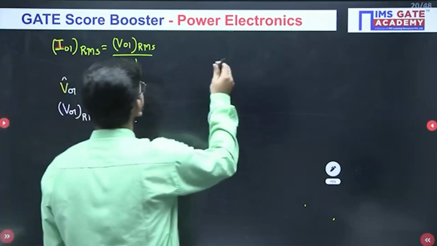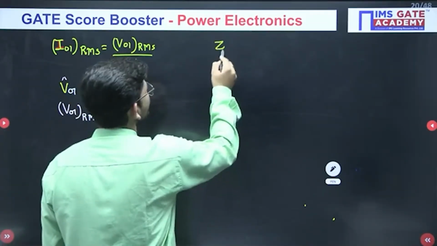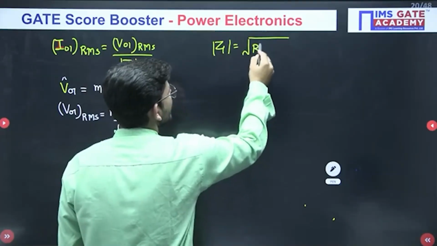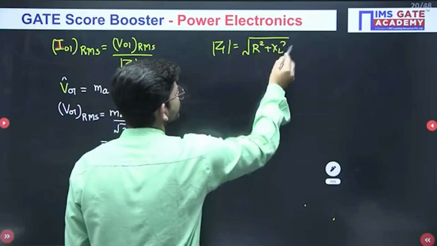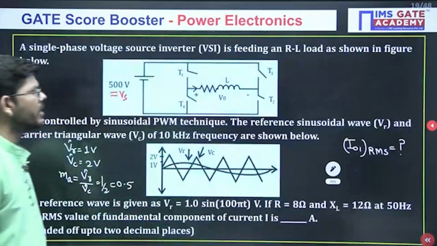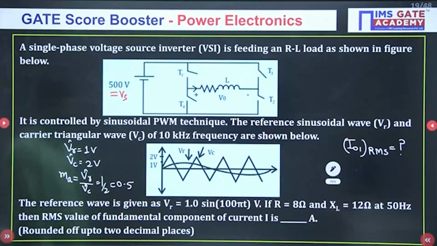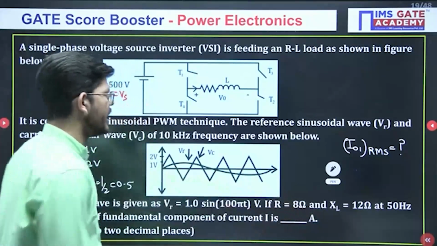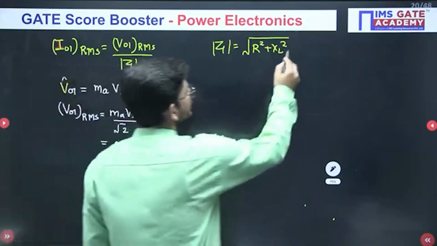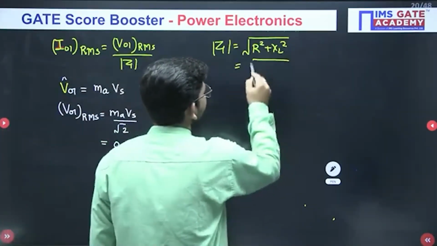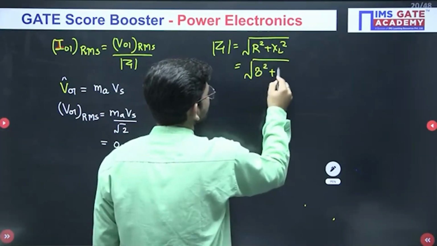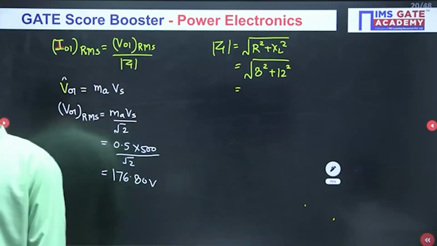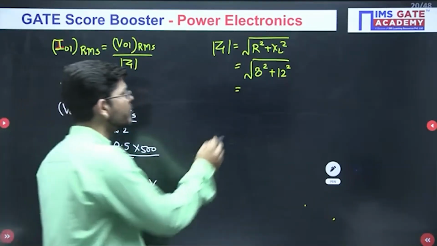Now what we need else is we need to find the value of Z1. Okay, so this will be what? This will be under root R square plus XL square. Now do we have all the data? R and L values are given to us? Yes. R value and XL values are given. They are 8 and 12 respectively. So we can simply write here 8 square plus 12 square. And what will be the value of Z? This is what I am getting, 14.42 ohms.